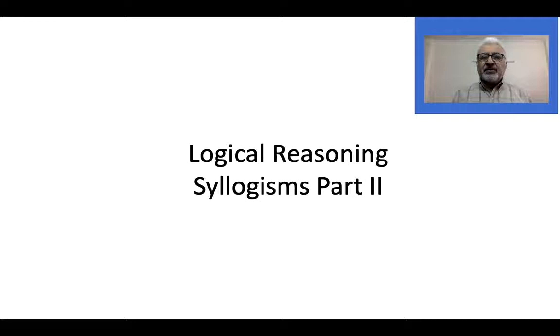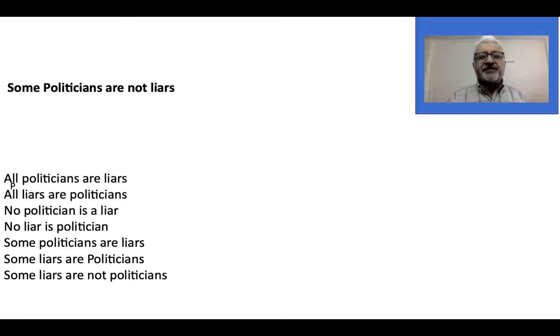Today we are going to continue with the next part of syllogism and we'll begin from where we left. So we were still to discuss one more kind of statement, and let's start right away. Now the statement is: some politicians are not liars. If you get a statement which says some politicians are not liars, what statement should it be?